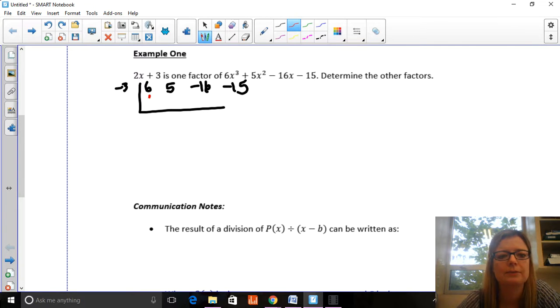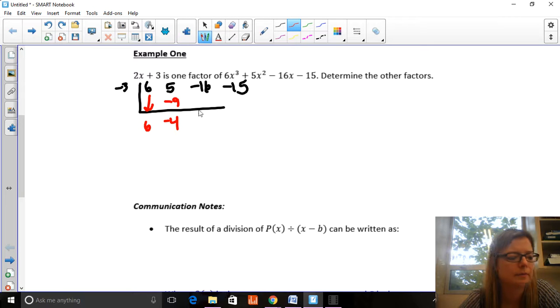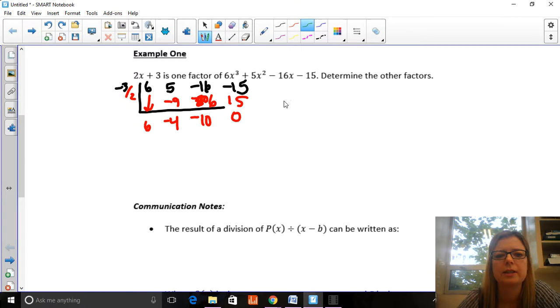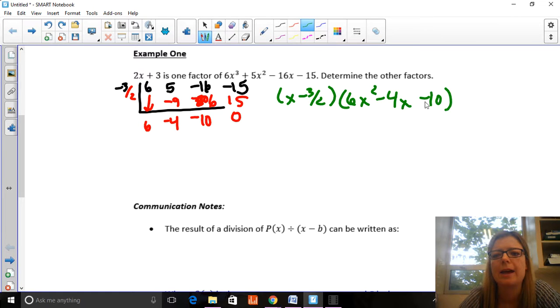Okay. So, we bring down the 6. Okay, and then we multiply through. So we get minus 9, which gives us minus 4. Then we get minus 10. Sorry, this should be minus 3 over 2 up here. Sorry, that's a 6. So that adds to minus 10. And this times that gives us 15, so 0. Okay, so we get this result here that x minus 3 over 2 times 6x squared minus 4x minus 10, and then you have a 0 remainder.